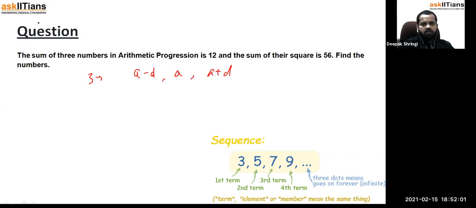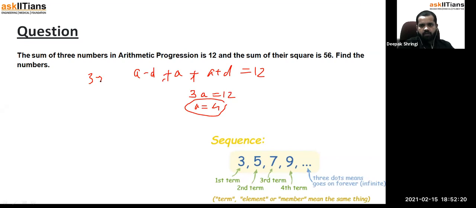Okay. The question says the sum of three numbers in AP is 12. So the sum of all these will be equal to 12. And what is the sum of these? d and d will cancel out. 3a will be equal to 12, and a will be equal to 4.